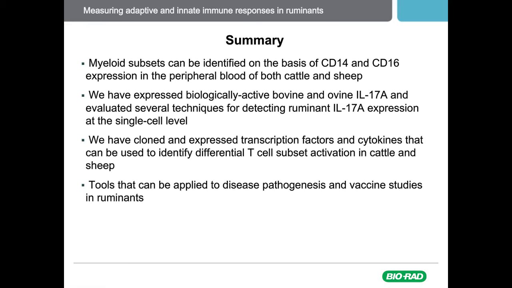the single cell level. We've cloned and expressed transcription factors that are associated with CD4 positive T cell subsets in other species, and combined with our ability now to do intracellular cytokine staining, we can look at the association of those transcription factors with the cells that we are interested in for targeting for vaccine design. And hopefully, collectively, this will allow us to advance our veterinary vaccine reagents and portfolio.